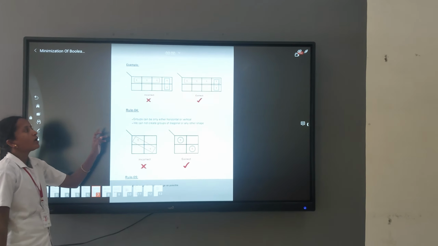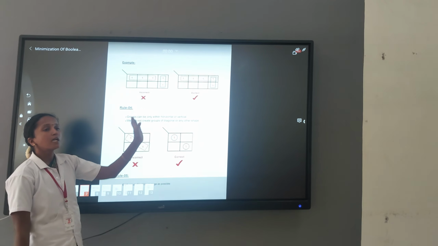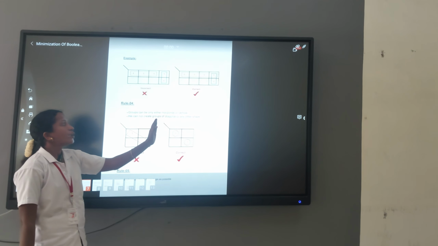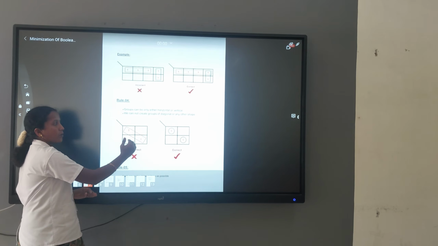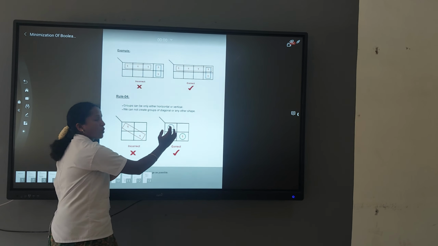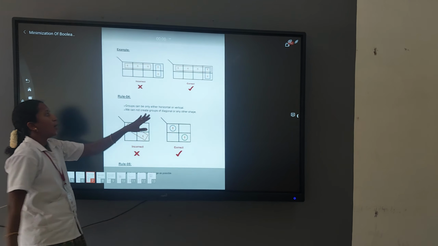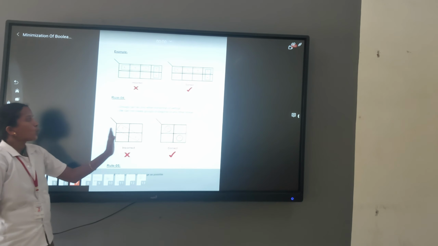Next, rule number 4: groups can be either horizontal or vertical. We cannot create groups for diagonal or any other shape. That means we can't group like this manner. Okay, only this manner is correct. Only horizontal or vertical. Don't group like this manner.